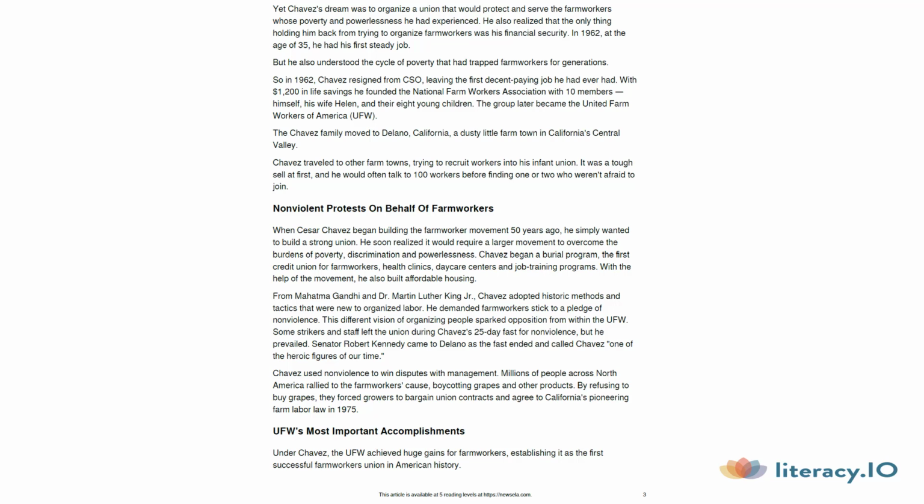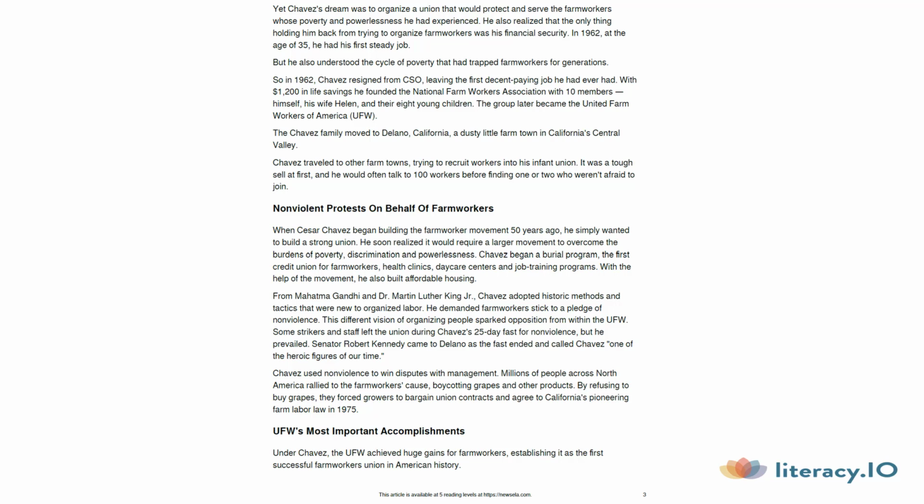When Chavez began building the farm worker movement 50 years ago, he simply wanted to build a strong union. He soon realized it would require a larger movement to overcome the burdens of poverty, discrimination, and powerlessness. Chavez began a burial program, the first credit union for farm workers, health clinics, daycares, and job training programs. With the help of the movement, he also built affordable housing.